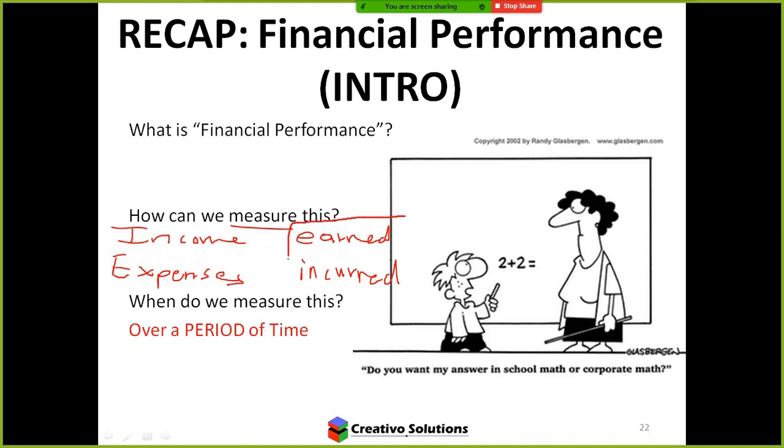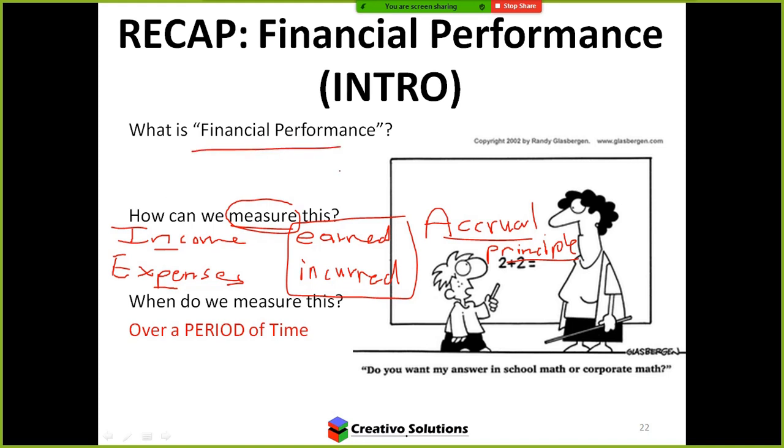Okay, so earned and incurred is how you measure income and expenses because it's not based on receipts and payments. It's not a cash basis. It's an accrual basis. They talk about this as being an accrual principle. That's the difference. So accountants measure performance based on the accrual principle, based on the income that you've earned and the expenses that you've incurred. And that is what we look at over time.